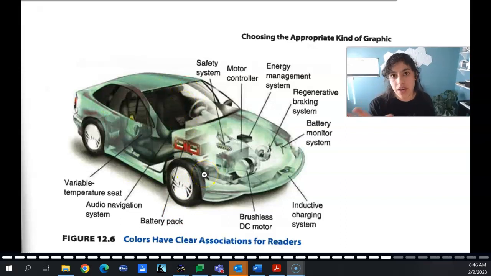Again, in this case, it's better than a photograph because you can make this translucent and draw all these little arrows and pieces and skip parts of the car. It would be a lot harder to see it in a true photo of a car. So illustrations are really good when you need to show the internal workings of something, or a cross section of something especially.